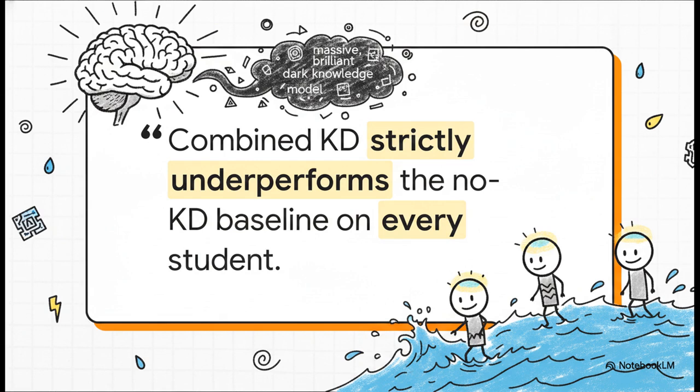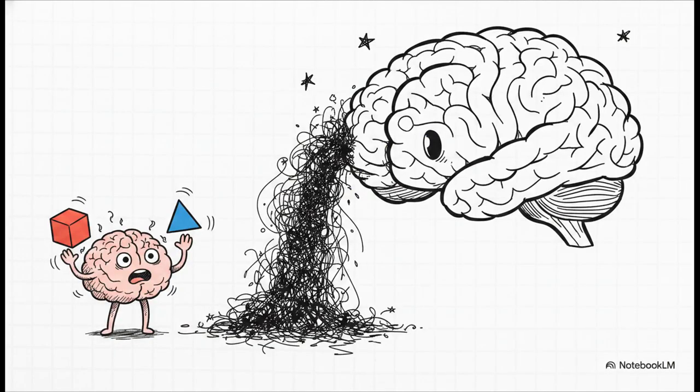But here is the shocking truth the researchers found. Trying to compress that massive teacher model into the small student models actually made the AI perform worse. Yeah, as you can see, it strictly underperformed compared to just training the small model totally by itself. Crazy, right? So what does this all mean?